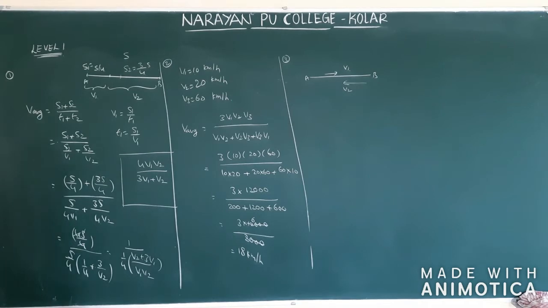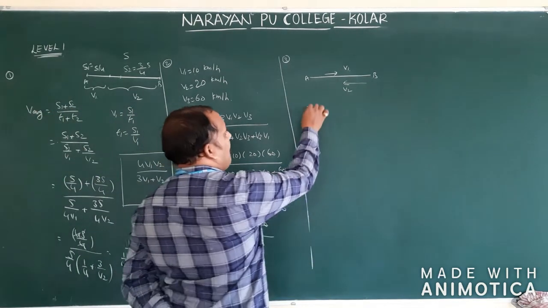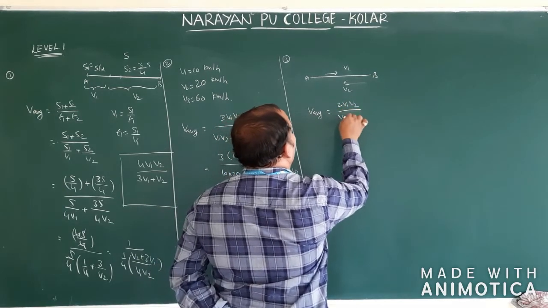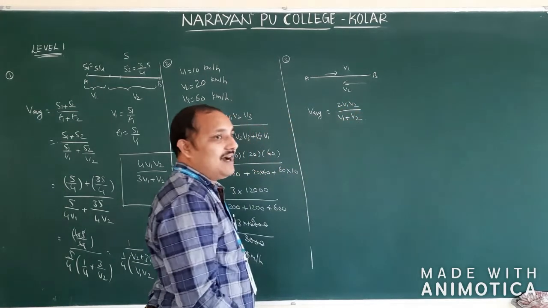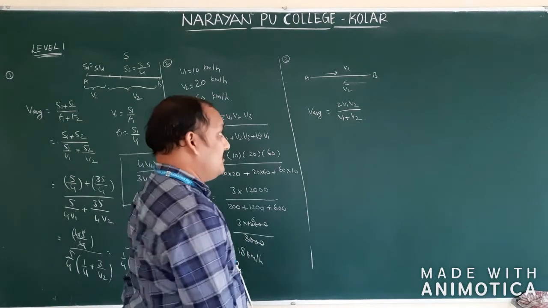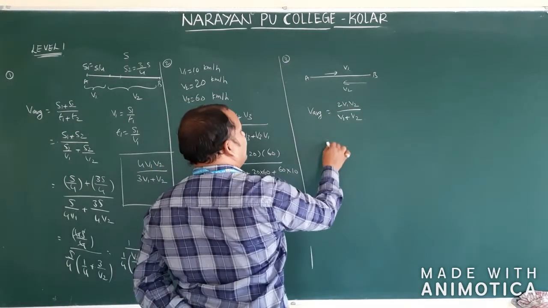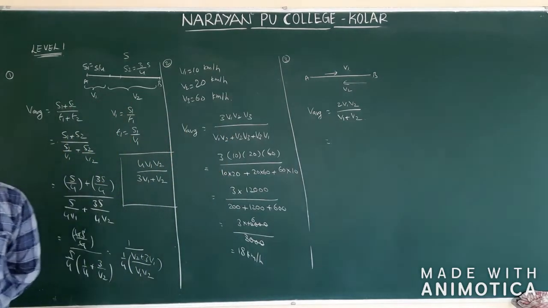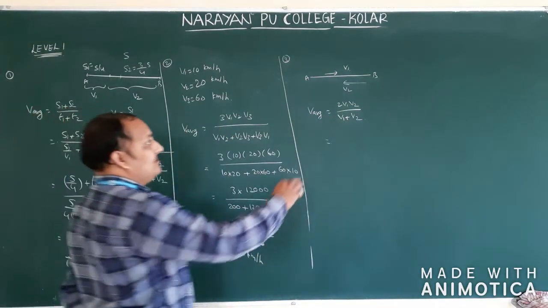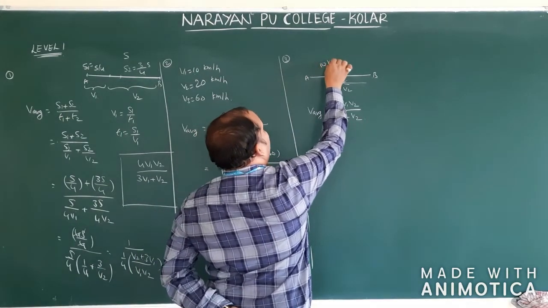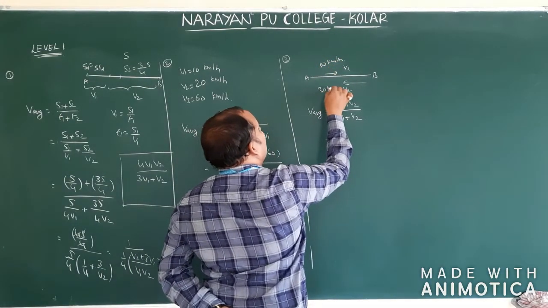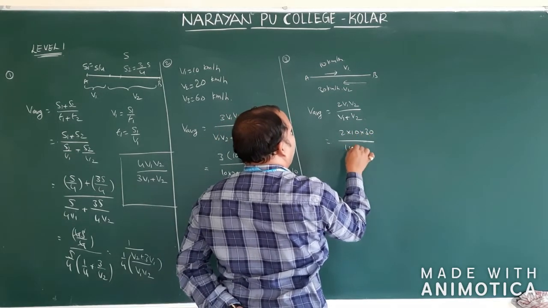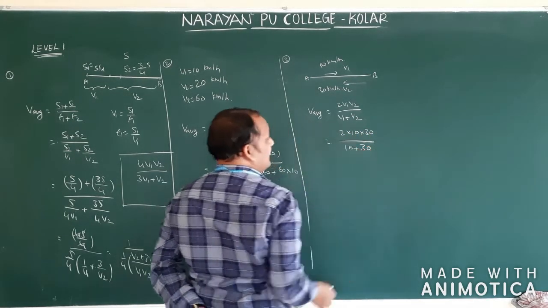Then again average speed. What is the average speed formula in this? V average is equal to 2V1V2 by V1 plus V2. Already we saw this one in examples. Second time here. This V1, how much they gave? 10 km per hour. V2 is 30. Therefore, 2 into 10 into 30 by 10 plus 30.